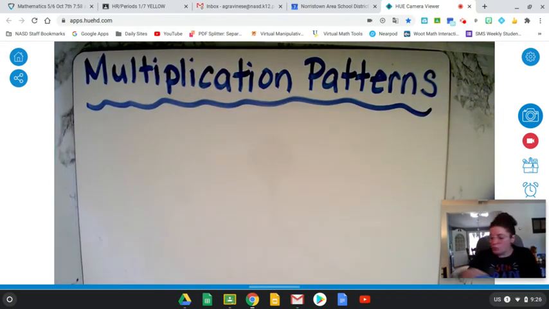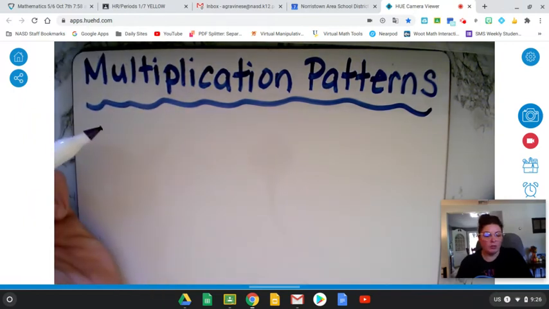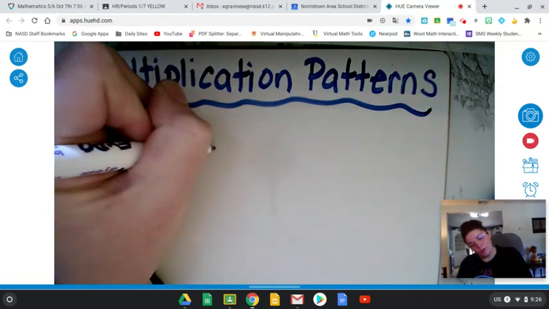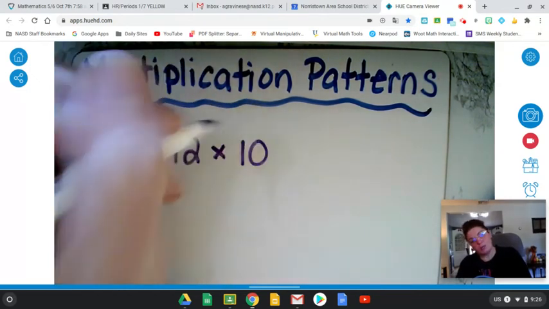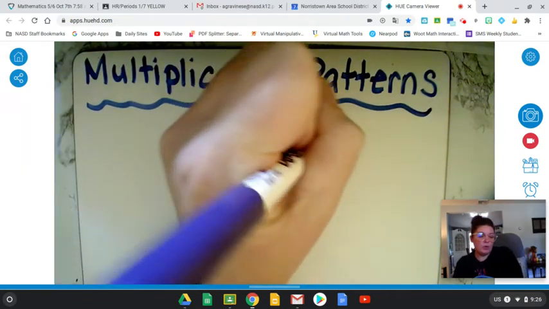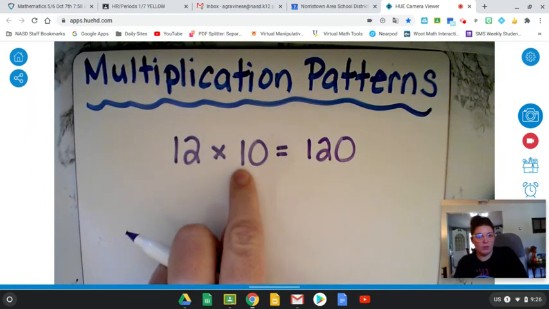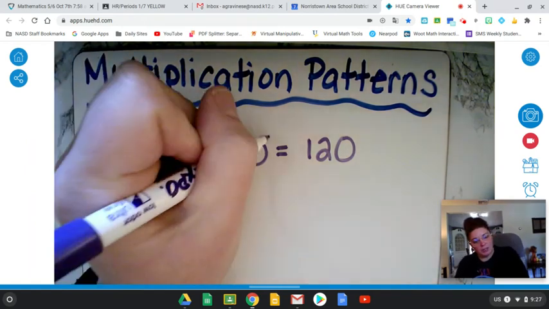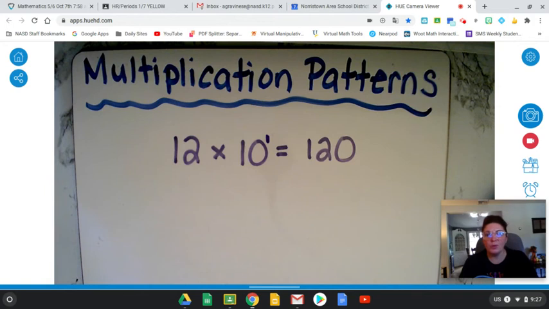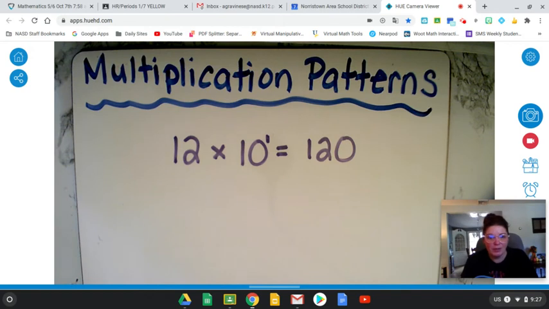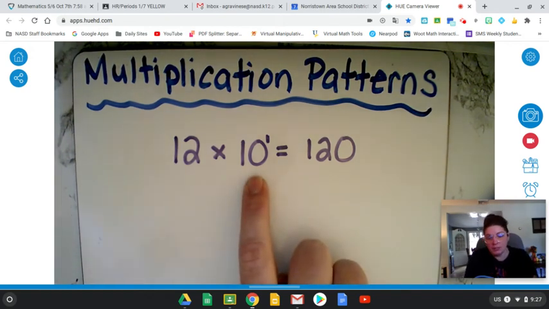All right, let's switch over to exponents and multiplication patterns. So let's say we have the number 12, and we take 12 times 10. Well, 12 times 10 is 120, because it's 12 times 1 with an extra 0. The number 10 is really 10 to the first power. We just don't usually ever write the exponent of 1 because it doesn't change anything, okay? 10 to the first power is a 10.